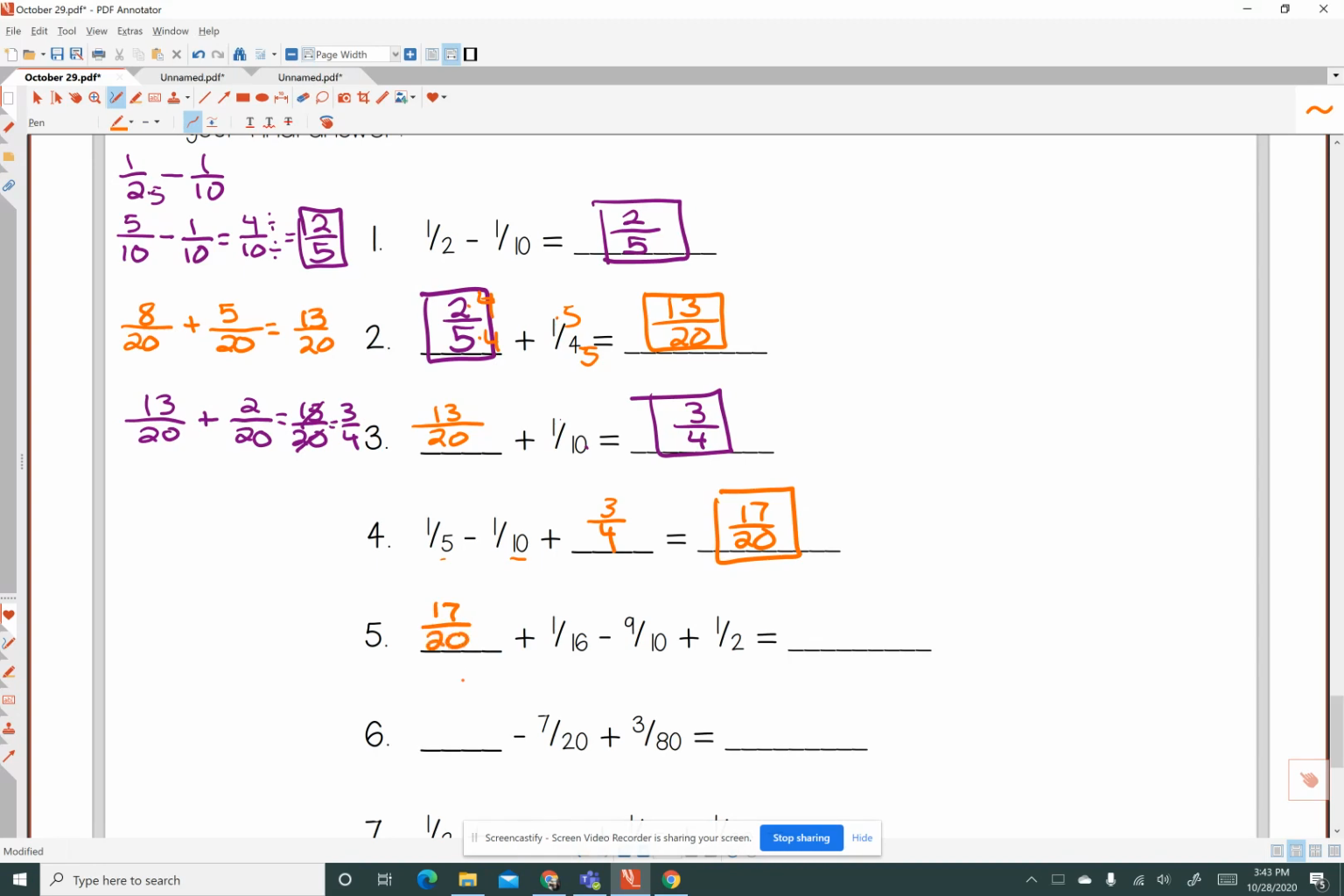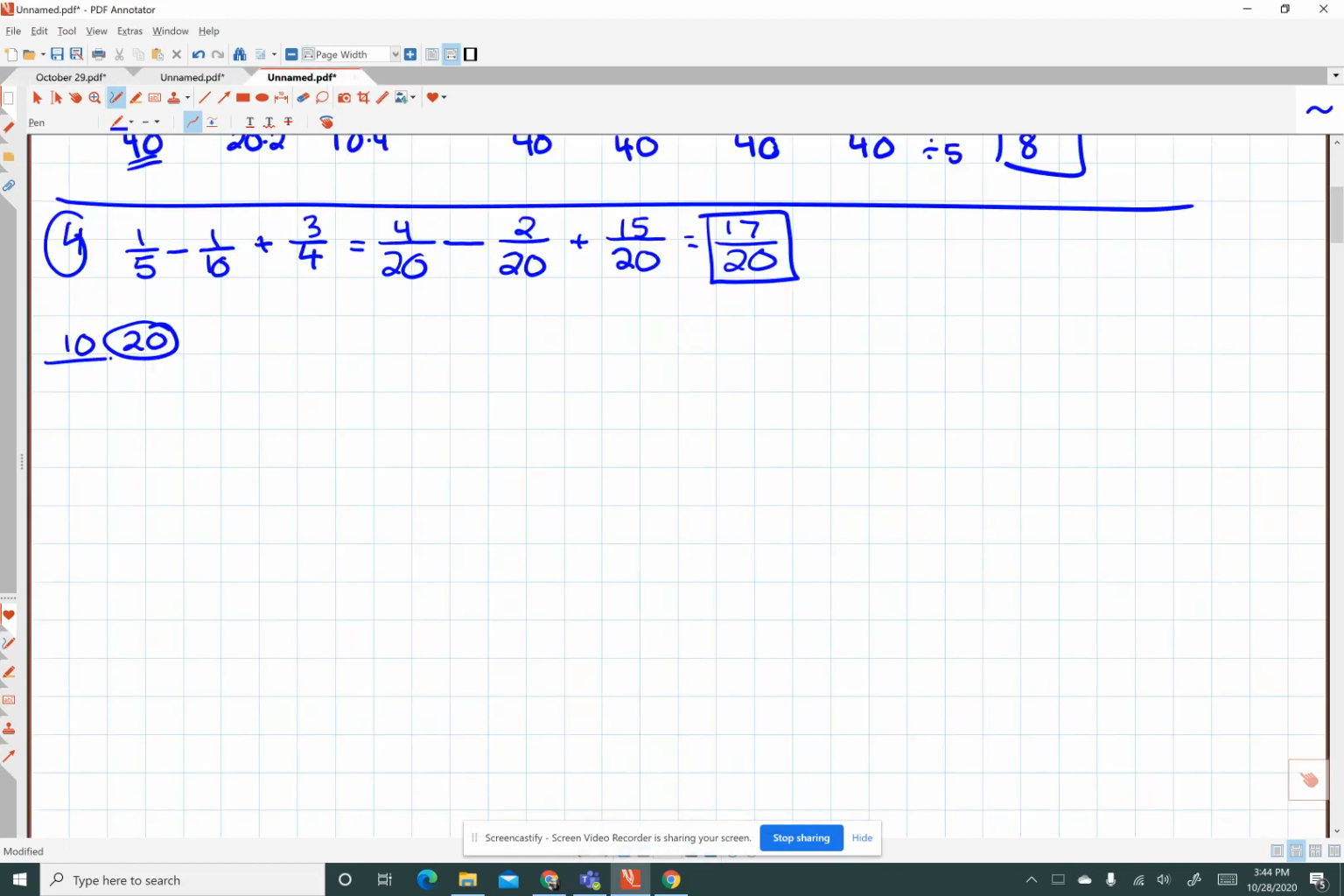Okay, look at this. 20, 16, 10, 1/2. Let's see. Let's write this on another page. We're going to need a lot of room for this. This is number 5.